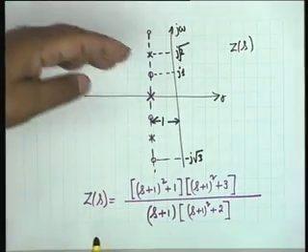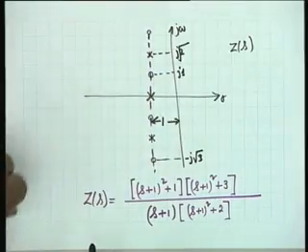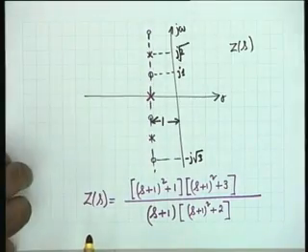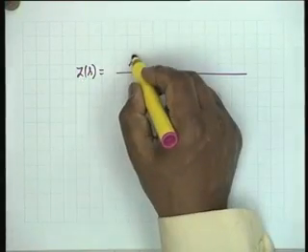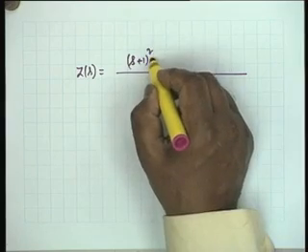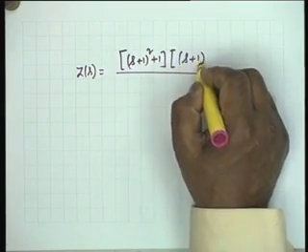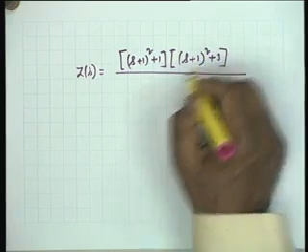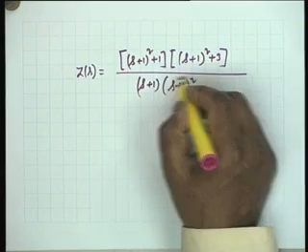How I wrote this? By inspection, by just looking at it. That is why I chose these nice numbers root 2 and root 3, so that the square could be a whole number. Okay. Let me write it down. Z of s equal to (s plus 1) whole squared plus 1, (s plus 1) whole squared plus 3, (s plus 1) whole squared plus 2.